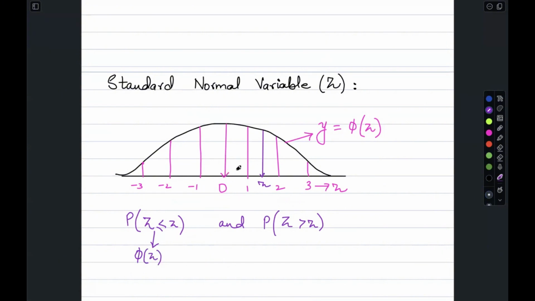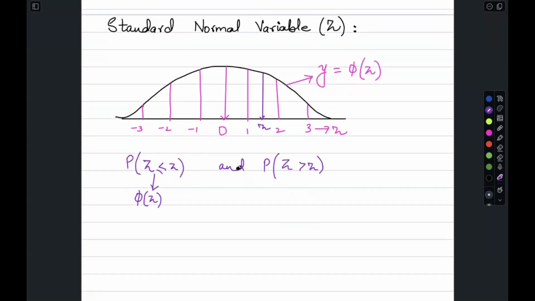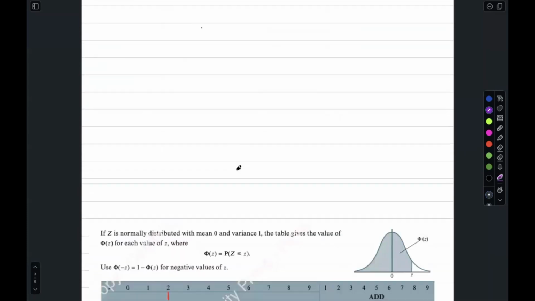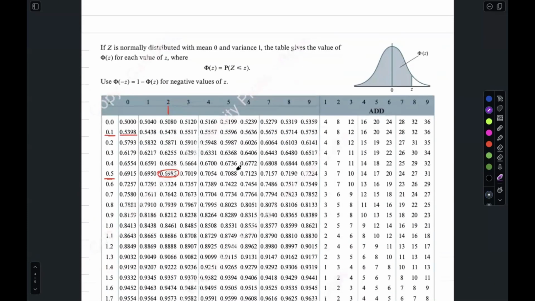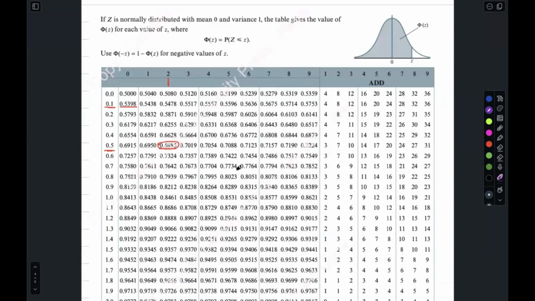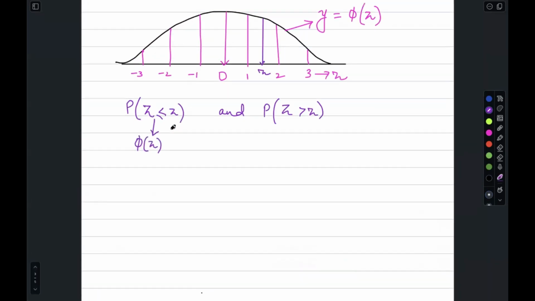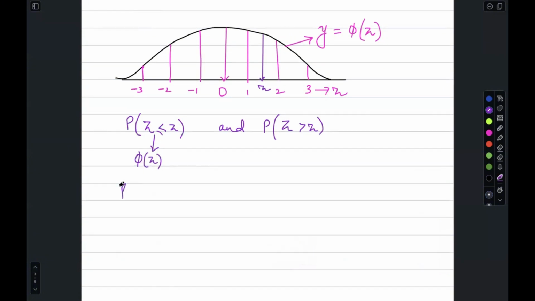Now, the probabilities of these different values of phi of z are compiled in the normal distribution table, which is provided in our formula sheets as well or in our books. And this is what the normal distribution table is like. So let's say from our table we had to find the probability of Z less than or equal to 1.1.